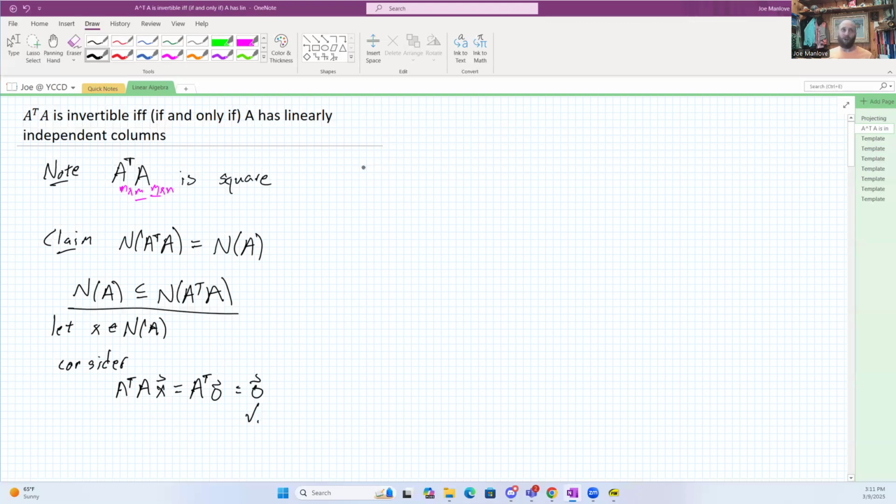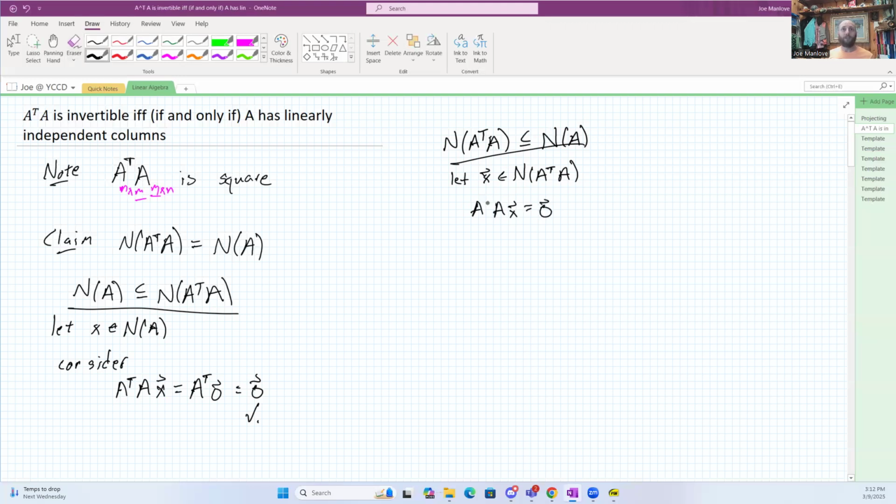Second direction is going to be a little bit more complicated. So our second direction is that I'm trying to show that the null space of A transpose A is smaller than the null space of A, right? So this is me showing the opposite direction. For this, I'm going to say, let's let a vector x be in the null space of A transpose A. And then we're going to try to demonstrate that that thing actually has to be in the null space of A. So the way I'm going to do that is I'm going to write down what it means to be in the null space of A transpose A, right? So that means that A transpose A done to X gives me the zero vector.